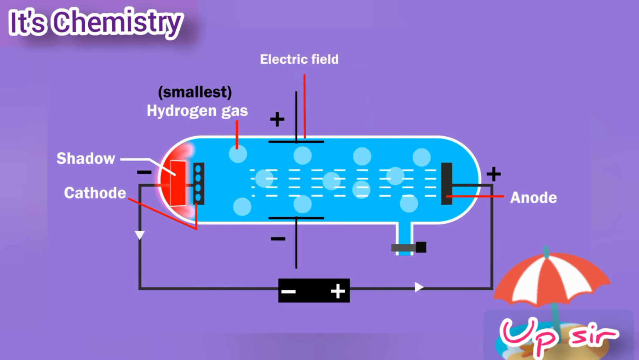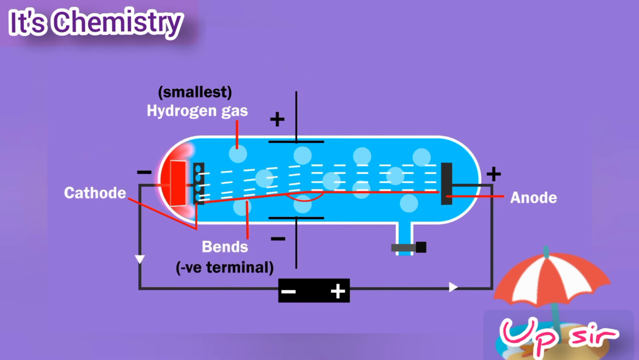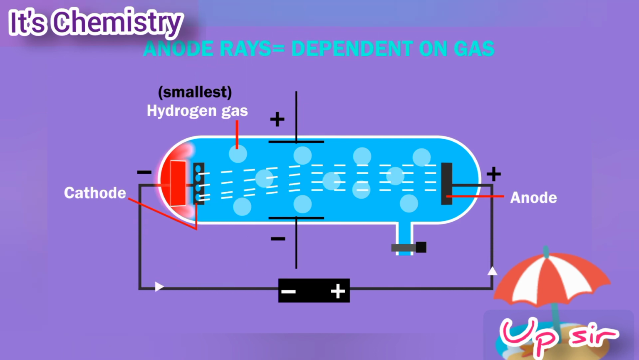Goldstein applied an electric field from the sides of the tube and observed that the rays bent towards the negative terminal. By this, he concluded that anode rays or protons are positively charged. Unlike cathode rays, anode rays were dependent on the type of gas filled in the discharge tube.